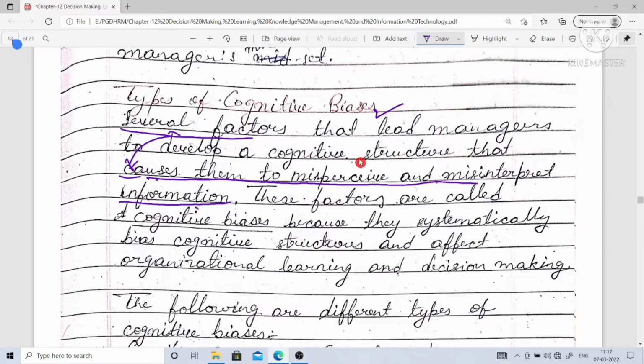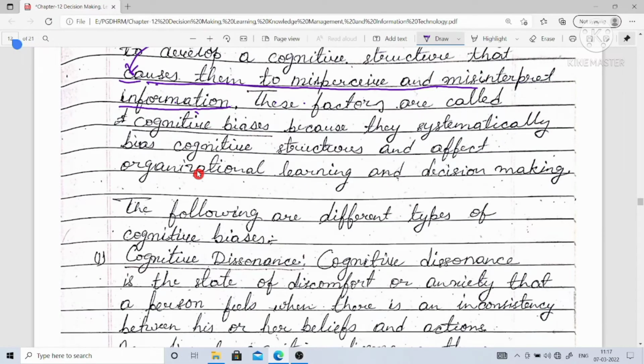So whatever it is, the cognitive structure of the decision maker will cause them to misperceive and misinterpret information. And this misinterpretation of information is cognitive bias, you can say. It means the way information is misinterpreted comes under cognitive bias. So following are different types of cognitive biases.